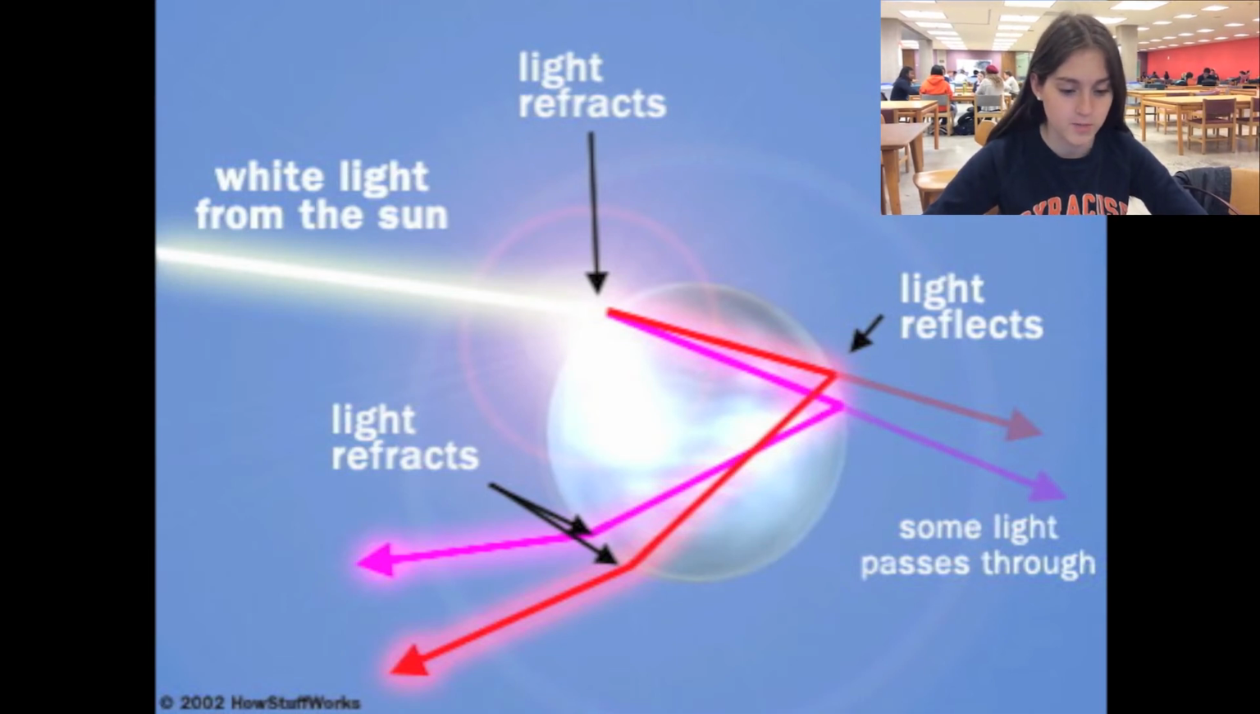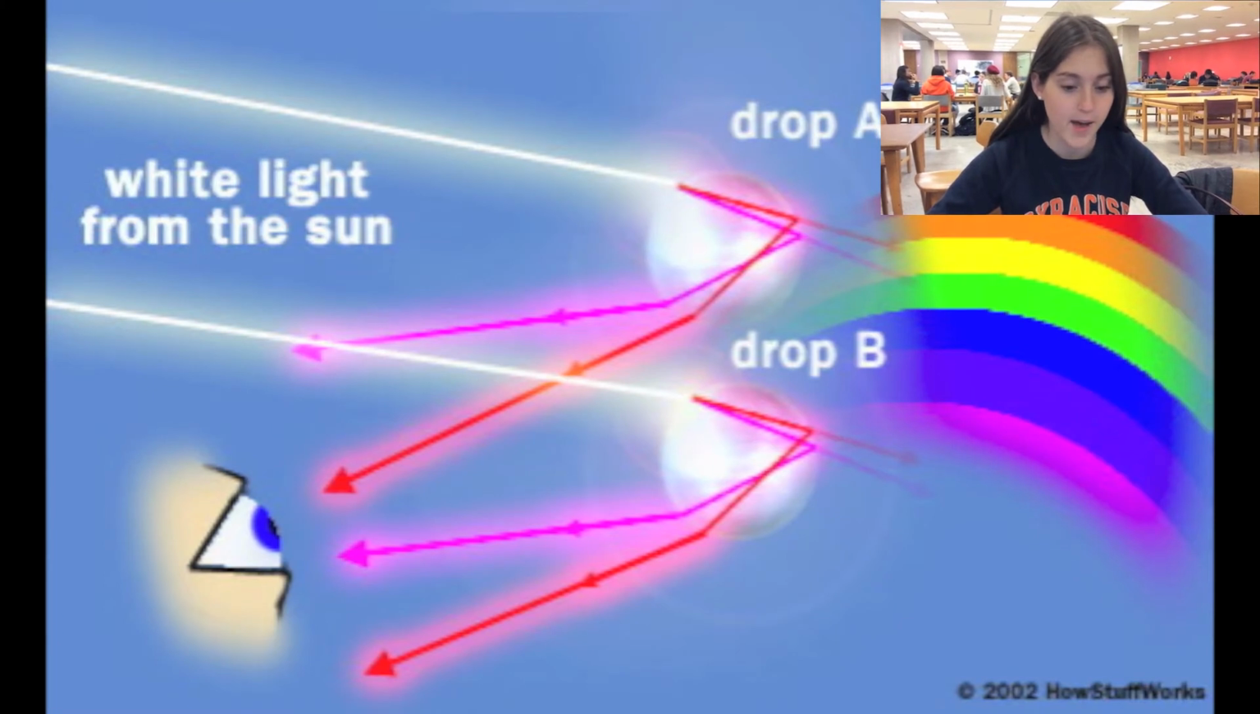The light is first refracted, entering the surface of the raindrop, reflected off the back of the raindrop, and again refracted as it leaves the drop. The amount by which light is refracted depends upon its wavelength, and hence its color. This effect is called dispersion.